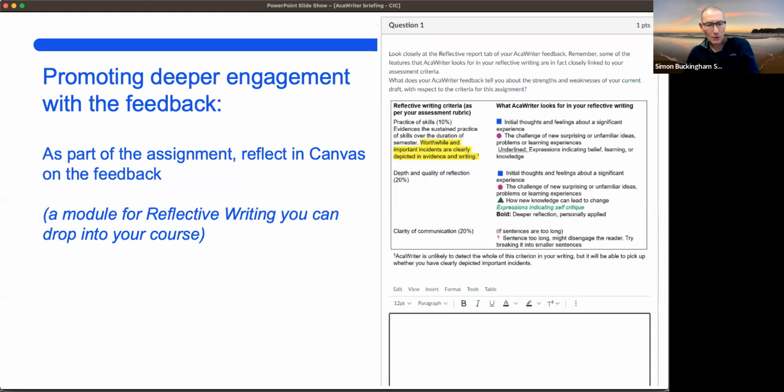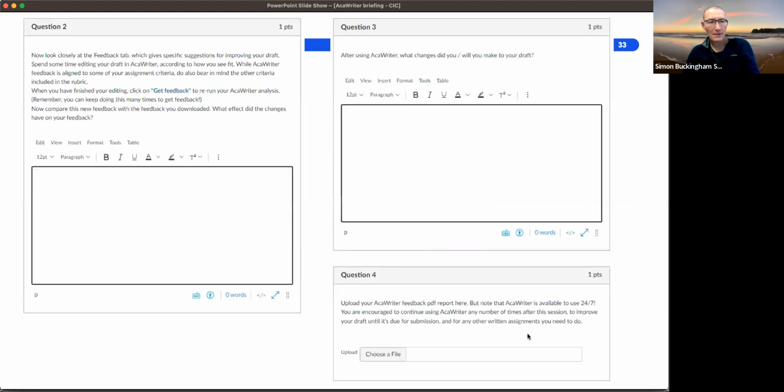Now, this is the Canvas module I mentioned that scaffolds that activity online, where originally we got them to print out and scribble on their PDFs. Lisa developed this. First of all, they see an explanation of how AcaWriter's feedback maps to the assessment rubric that they have been given for their assignment. Then we asked them, what does your AcaWriter feedback tell you? And they record some notes here.